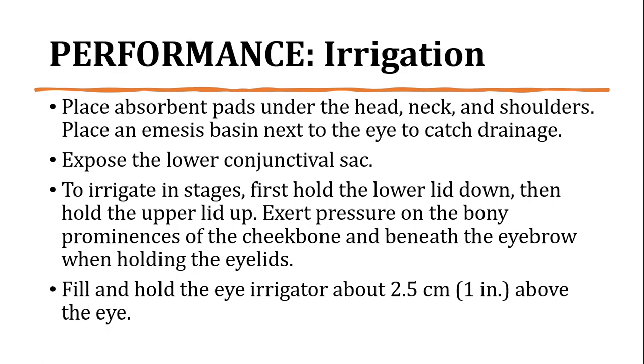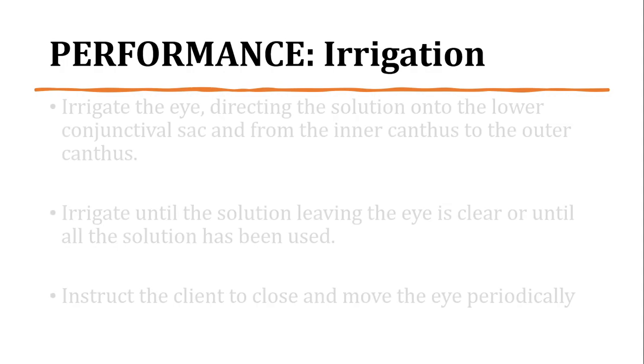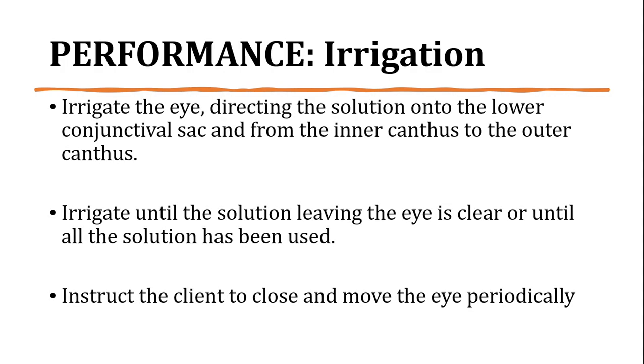Hold the eye irrigator about 2.5 cm, 1 inch above the eye. Again, proper distance is required, not too far and not too near na mag-touch na sa mismong eye ng patient yung irrigation tubing, para magkaroon ng proper estimation yung nurse kapag mag-a-administer na ng irrigation. Irrigate the eye, directing the solution onto the lower conjunctival sac and from the inner canthus to the outer canthus.